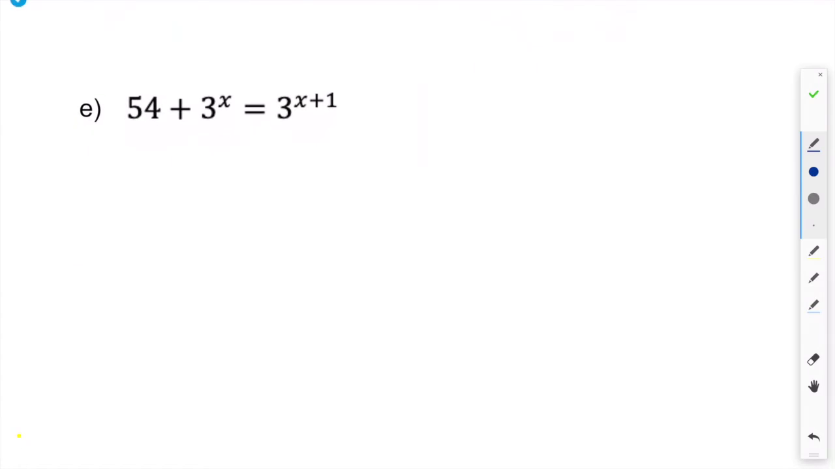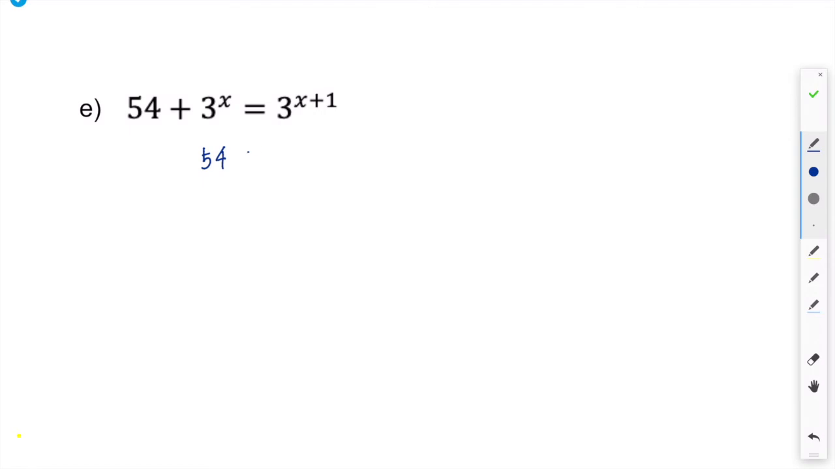Question E. This is a little more messy than the other parts of this example. While solving a lot of equations, we usually gather terms that involve x's on the same side. So why don't we try that first?